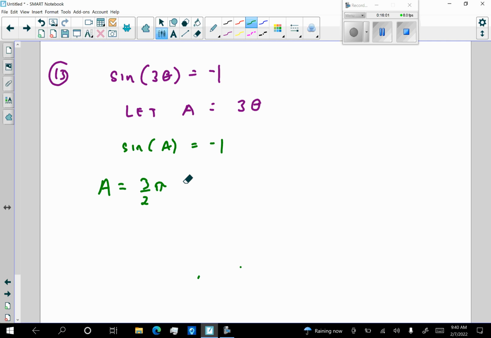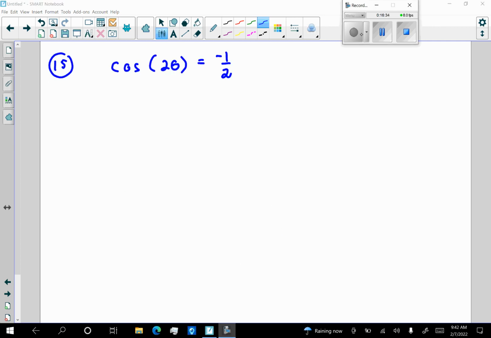Well, what did we define A to be? 3 theta, correct? So if A is 3/2 pi and A is 3 theta, and we ultimately want theta, now I'm going to say, hey, 3 theta is equal to 3/2 pi. And now I'm going to do some simple algebra and solve for theta. What are we going to do? We're going to divide both sides by 3, and theta is going to be pi.